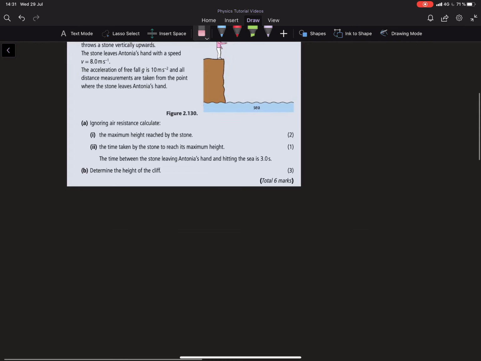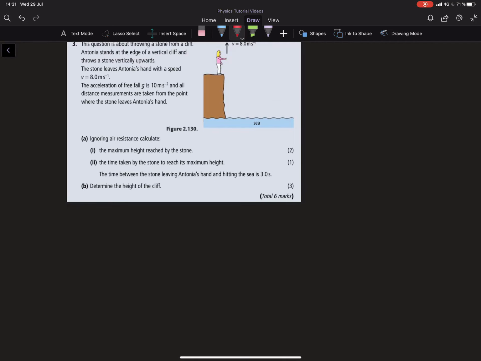Now, the commonly accepted way to do these types of questions is to start with writing down what you have, or what you've been given in the question. So, we are given that the acceleration, a, is equal to 10 meters per second squared, and we're also given that the speed at which the stone leaves Antonia's hand is 8. This means that the initial velocity of the stone, u, is equal to 8 meters per second.